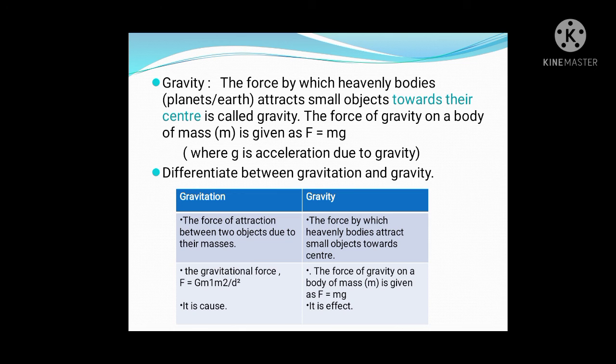Now I have given one question that may be asked in exam, which is: differentiate between gravity and gravitation. So first of all, in the first step we can write the definition of both. Similarly, in the second step we can write their formula. So the formula of gravitational force is F is equal to G m1 times m2 upon d square, whereas the formula for gravity is F is equal to mg for a body with mass m. And like we discussed earlier, the cause of this gravity is gravitational force. So we can say gravitational force is the cause and gravity is its effect.